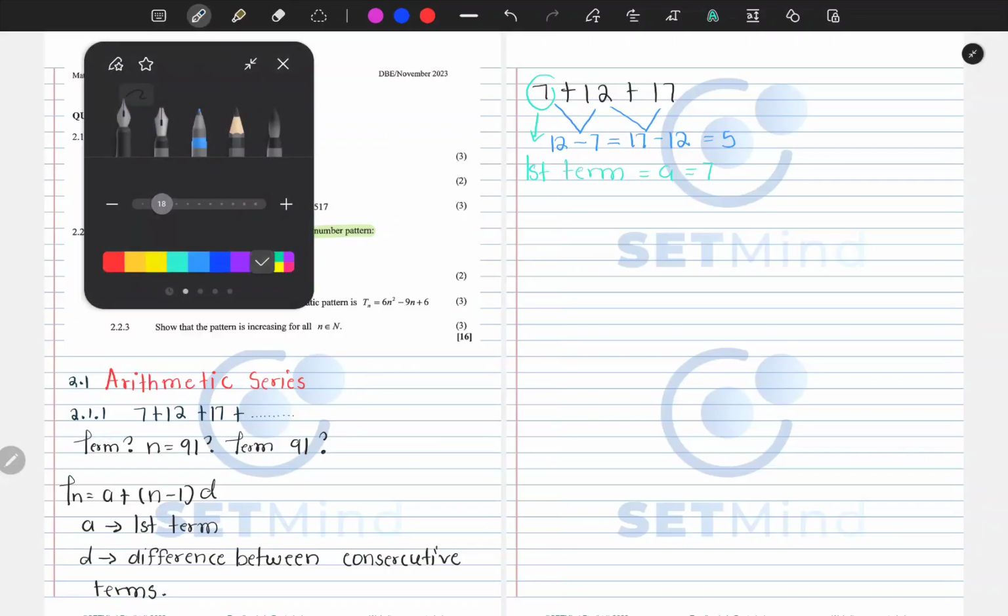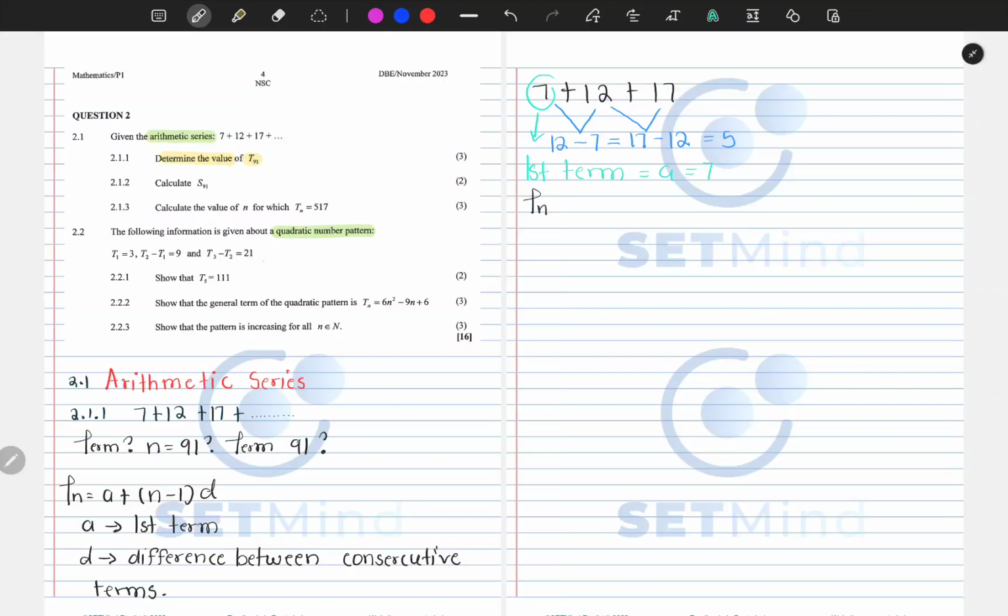Now we can go and find our Tn, where we will replace the n with 91. Remember that it was a plus n minus 1 times d. So our a is 7, then n minus 1, and our d is 5. When we simplify and multiply here, we'll have 7 plus 5n minus 5, and this will end up giving us 5n plus 2 as our general expression of Tn.